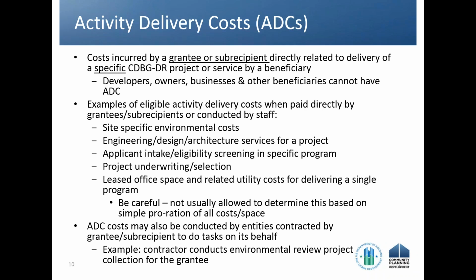through project costs. So activity delivery costs, on the other hand, are your costs as a grantee, or if you have a subrecipient who is administering that activity on your behalf, they are your costs to deliver that project or set of projects. So the only entities who are going to incur activity delivery costs are grantees or subrecipients. There's no such thing as activity delivery costs for developers or beneficiaries because their costs are project costs. So these are your costs and your subrecipients' costs to deliver a particular activity.